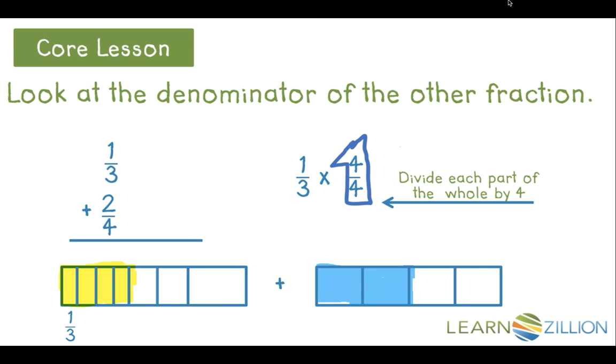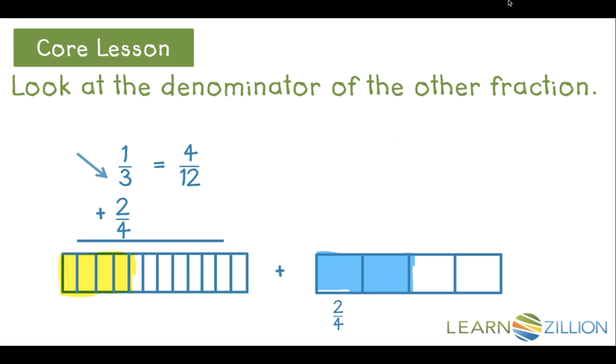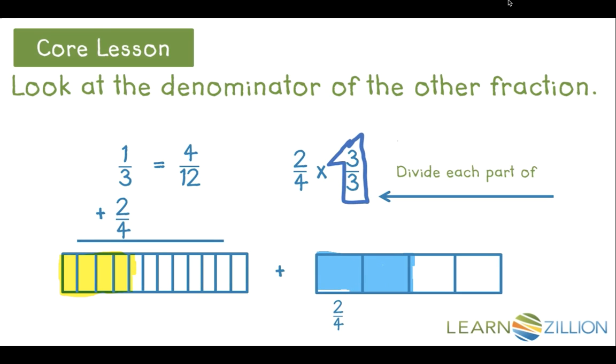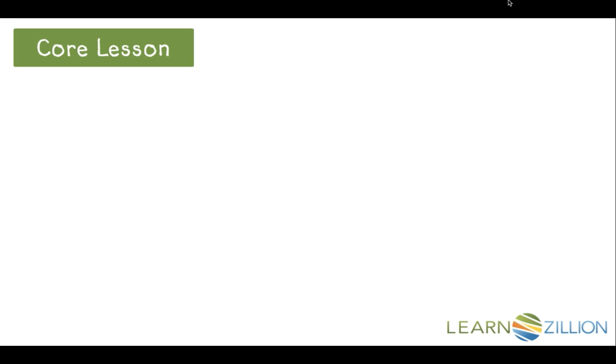So I divide that one into 4, this one into 4, this one into 4, which multiplies our pieces by 4. And we get 4/12. Now we're going to do the same thing with the other side with our 2/4. So we're going to look at the denominator of 1/3, which is 3. So we're going to multiply by 3/3, which means I need to divide each of the pieces by 3. So here I've shown you they're drawn into thirds, each one of those. And that in turn multiplies our pieces by 3 and gives us 6/12.